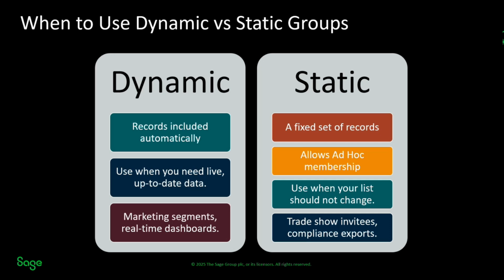You would use this when you know you don't want your list to be changed automatically. It's something that is under the control of the user who has created that list. And you would use it for things like trade show invitations, or if you are wanting to do qualitative surveys or compliance reports, or in fact, wanting to actually send people information to ensure that they are happy with the idea of providing consent for GDPR or privacy legislation purposes. So lots of different uses for the slightly different types of groups that we can create from Sage CRM.